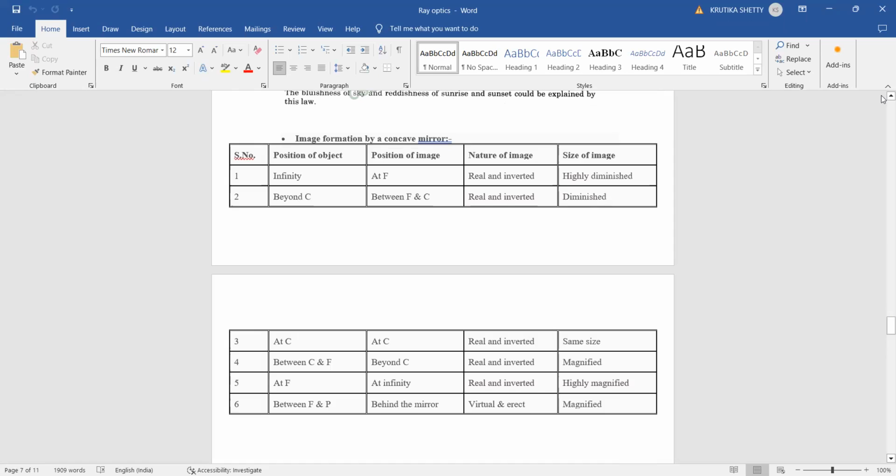So here we have some points like image formation by a concave mirror. We have a concave mirror and the object is placed at different positions. Let us see what the image formation is. When the object is at infinity, the image is at the focus. When the object is behind the point C, the position of the image is between F and C.